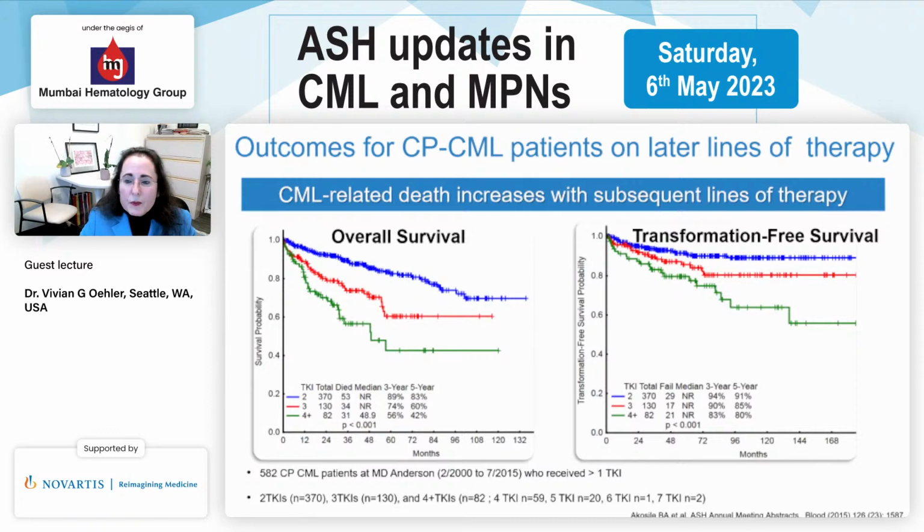We know that outcomes for patients on later lines of therapy are poor, and what I show here are data from 582 patients treated at MD Anderson through 2015 in chronic phase who received more than one TKI. As you can see here, overall survival and transformation-free survival are poor with each subsequent line of therapy. And consequently, a big question in the field is how best to sequence TKI therapy in later lines.